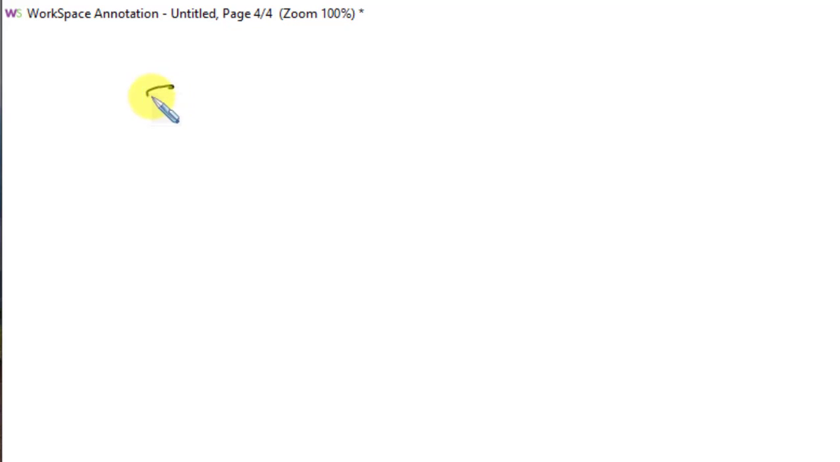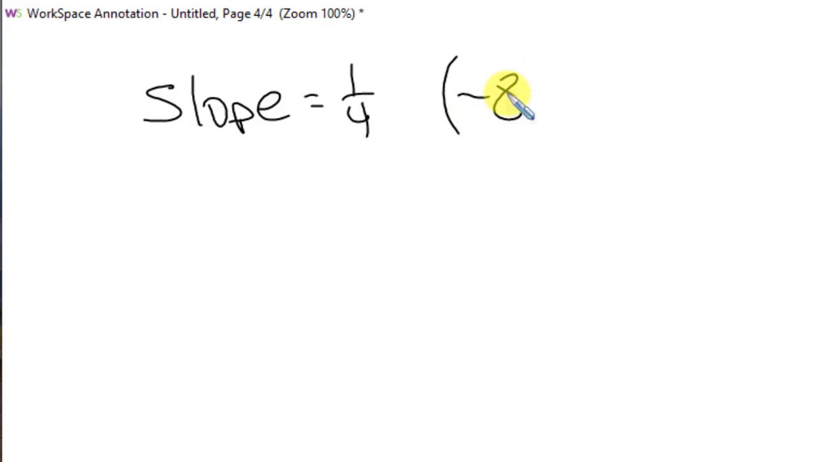Now let's just start with an example. Let's say we know the slope of a line is 1/4. And instead of knowing where it crosses the y-axis, let's say this given line goes through the ordered pair -8, 3. Now I want to write the equation of this line. So we're going to look at a couple different ways to do this.